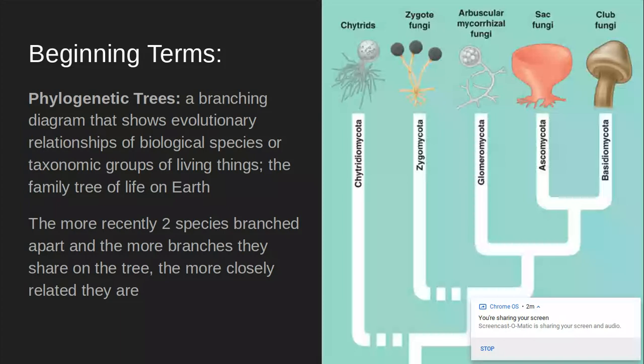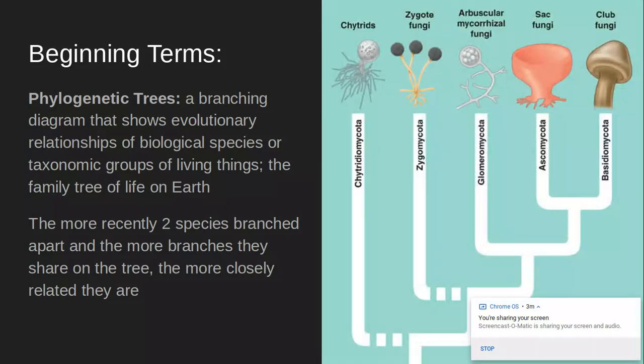So if we were to compare the sac fungi and the club fungi, and if we were to look at their branches and go backwards in time, we notice that they diverged more recently than the other groups of fungus have. And so that means that the sac fungi and the club fungi, out of all these 5 groups, are the most closely related, and they share a more recent common ancestor.